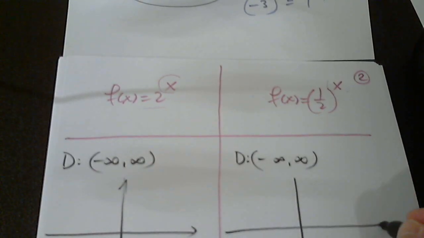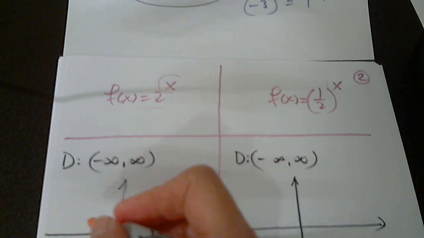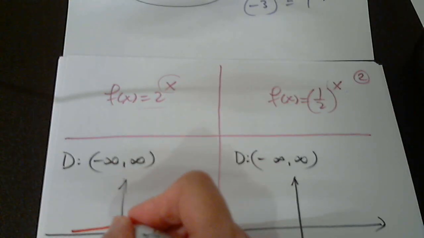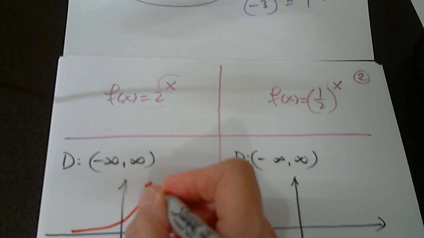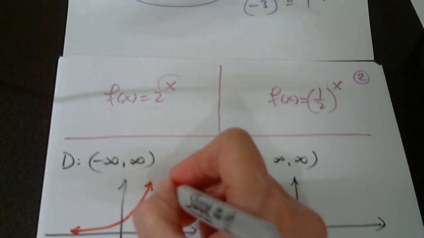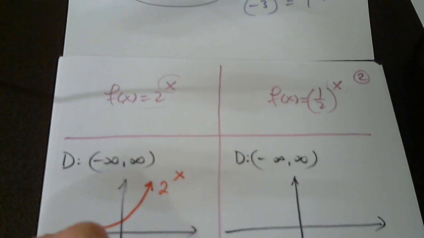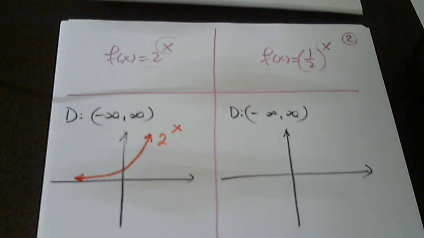An exponential function with a base greater than 1. So the graph will always be increasing on all its domain. It will look like this. So this is the graph of 2 to the x. As you see, it's increasing. So I'm going to write all these properties.